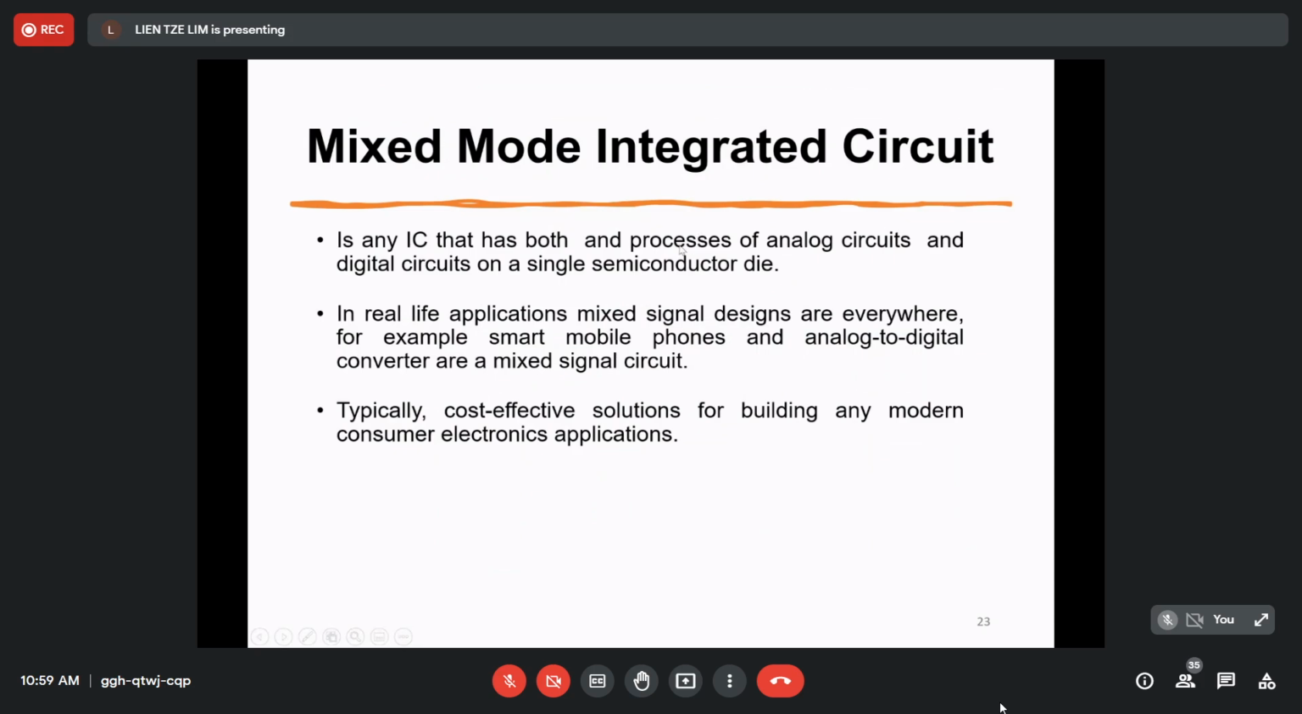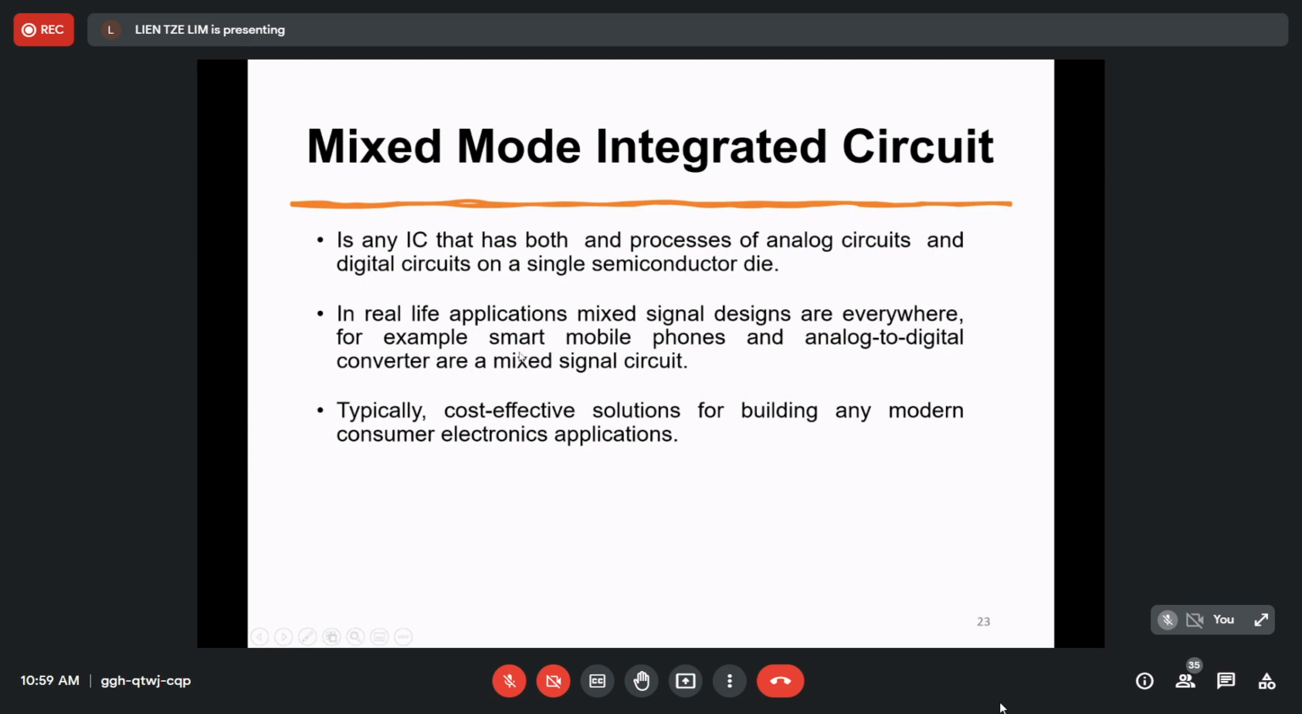Okay, about mixed mode integrated circuits. This is about any IC that has both processors of analog circuit and digital circuit on a single semiconductor die. Okay, on a single semiconductor die. In real life applications, mixed signal designs are everywhere.